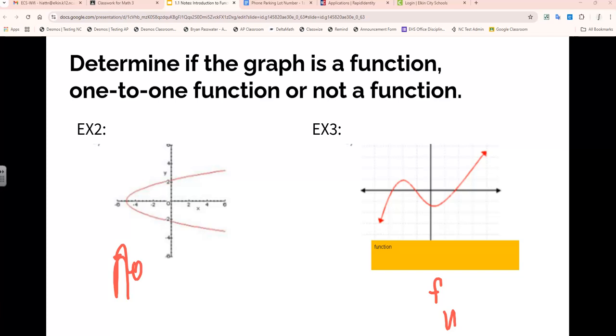We also need to know if it's a one-to-one function. So to tell if it's a one-to-one function, we are going to turn our line this way. But if we had a horizontal line, is there anywhere that horizontal line would touch more than once? Kind of in the middle, right?